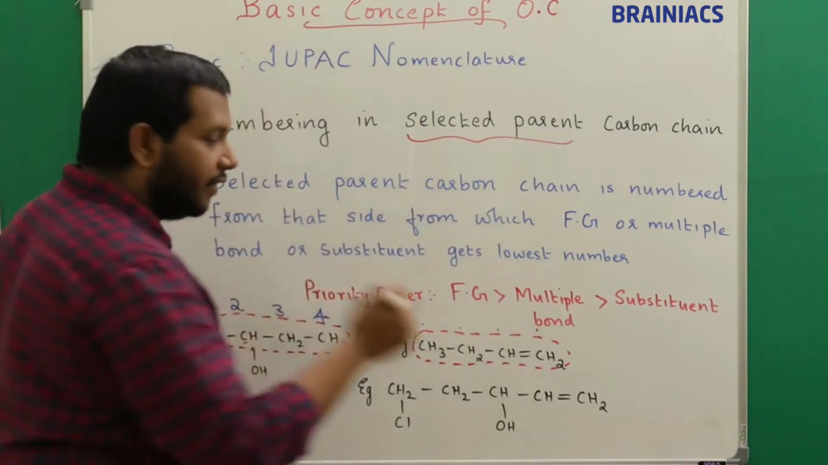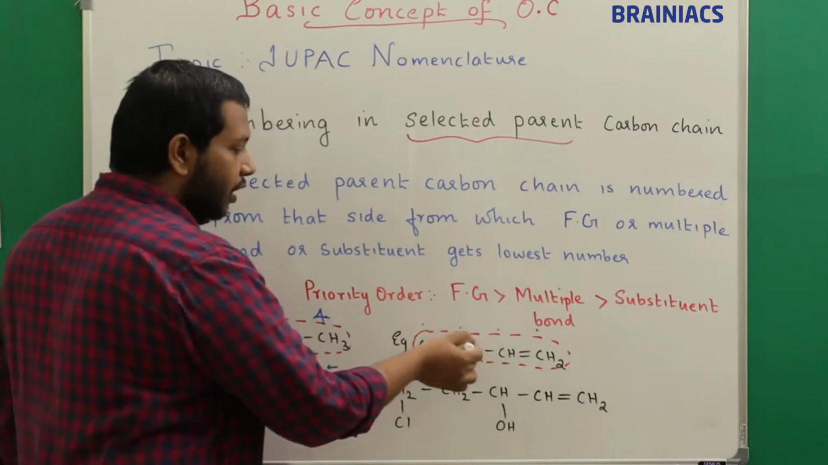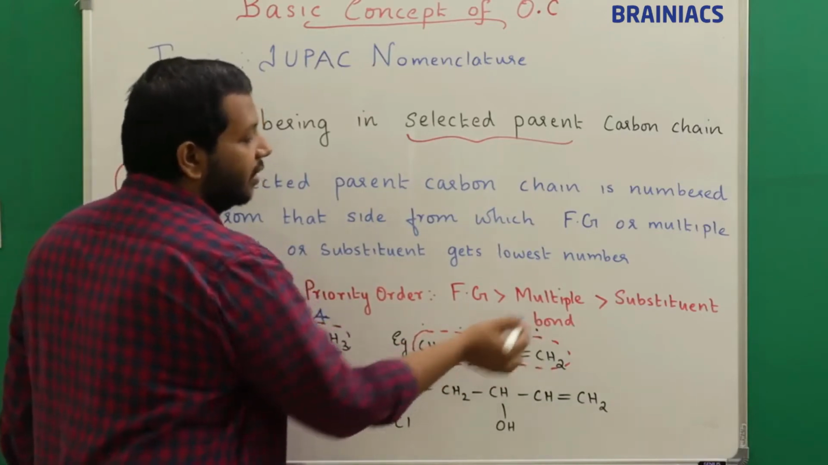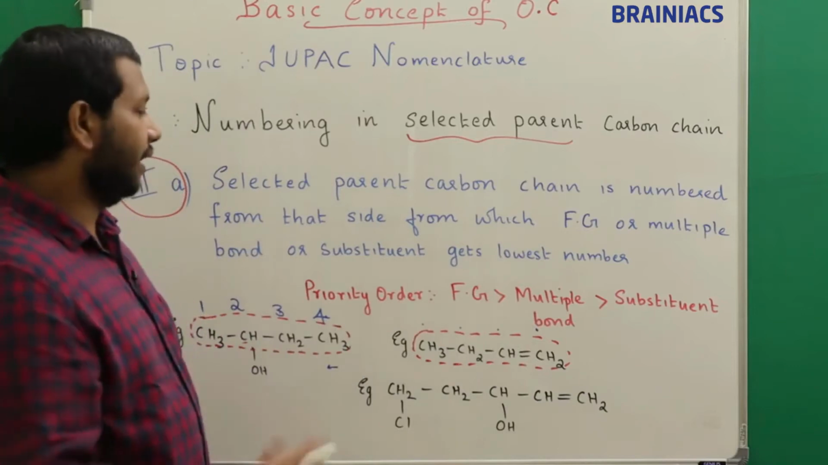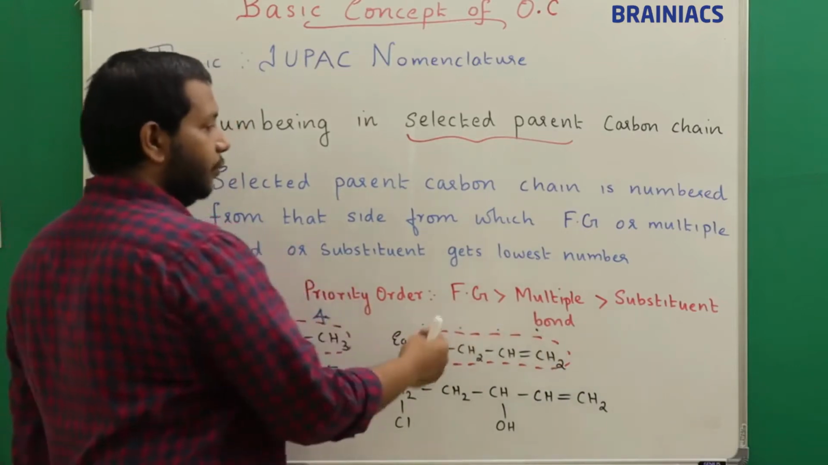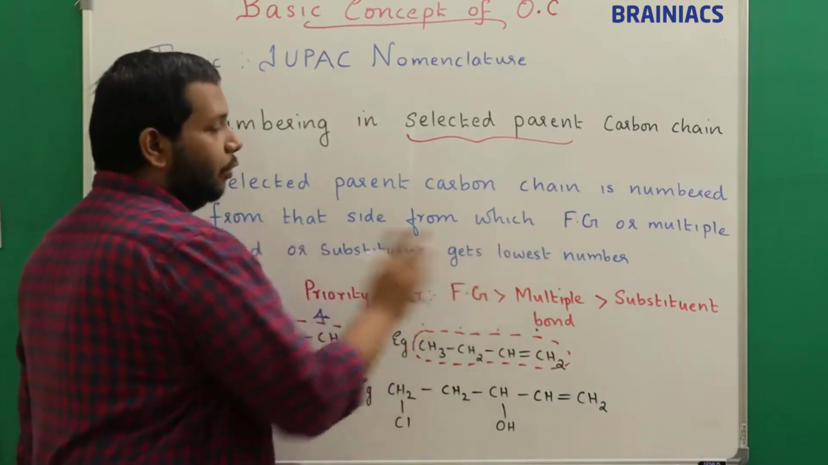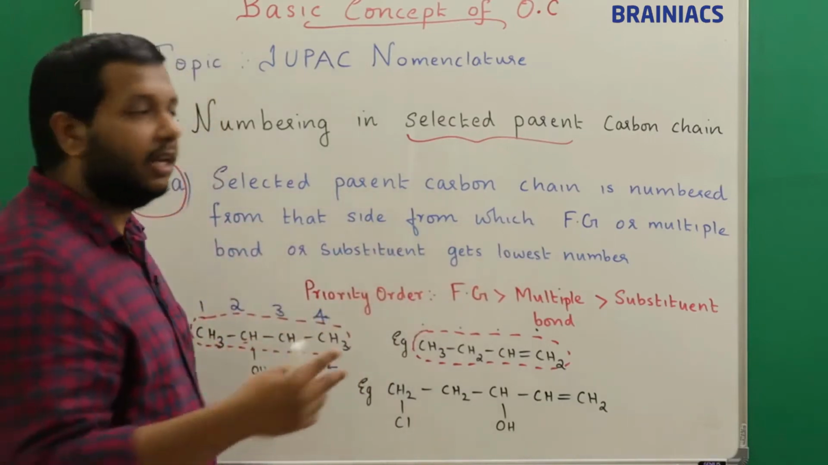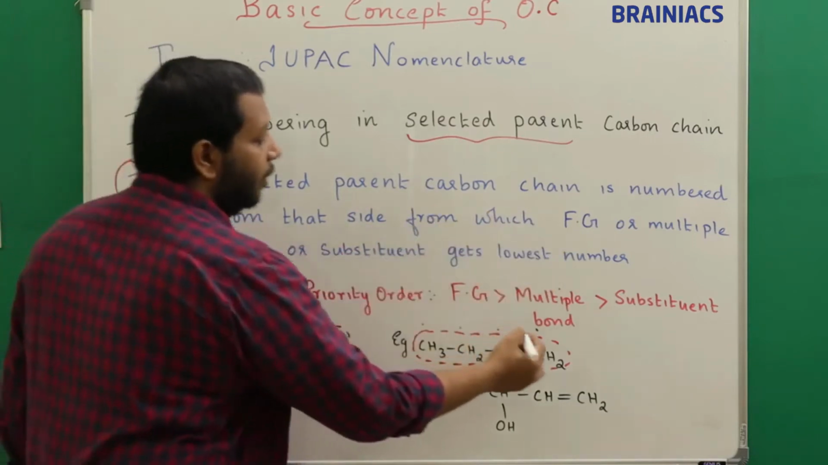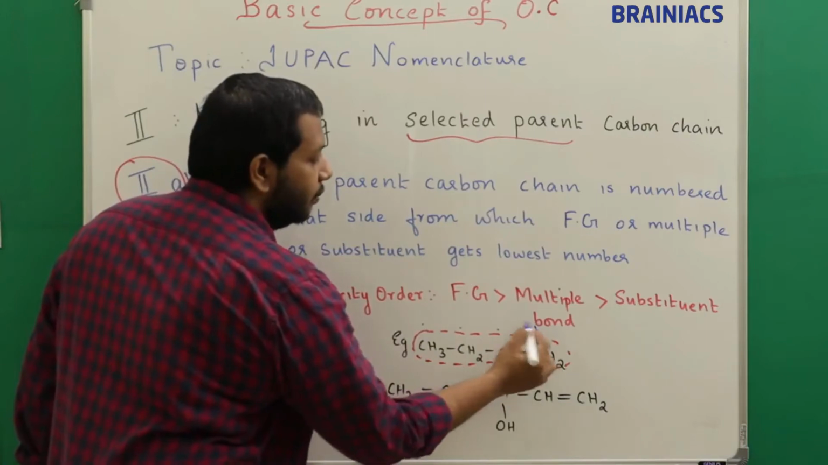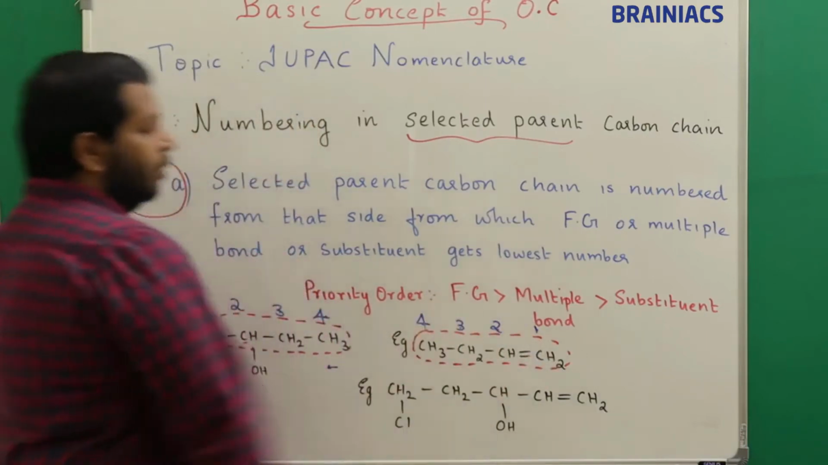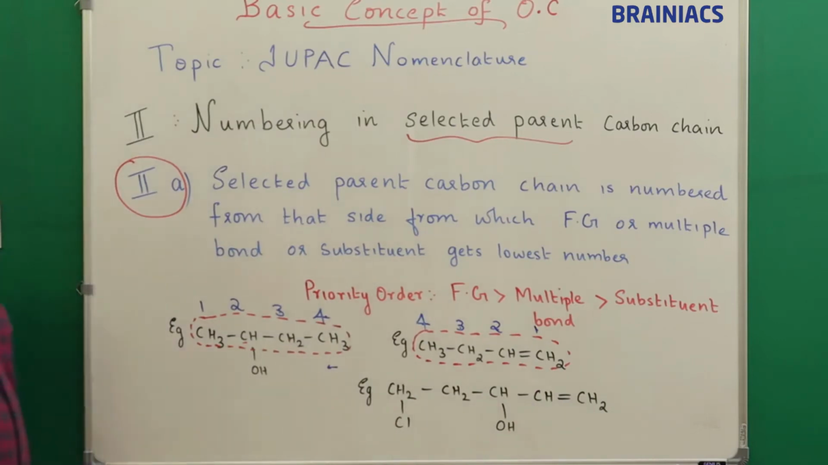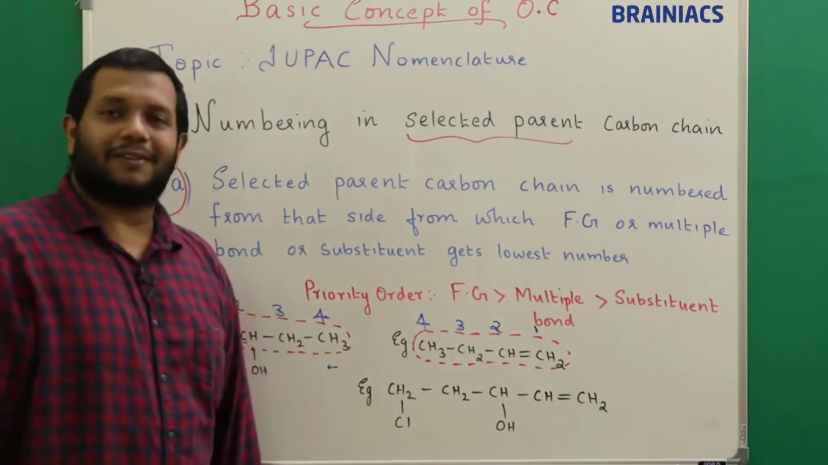But if I go the other way, 1, 2, 3, 4, that means 1 is coming here. So the minimum number is 1. So which should be the correct way? From right to left. Why? Because there is no functional group, so who should get the priority? The multiple bond should get the priority while numbering, so it should get the lowest possible number. So this should be my numbering. Understood? So next example, please try it yourself.